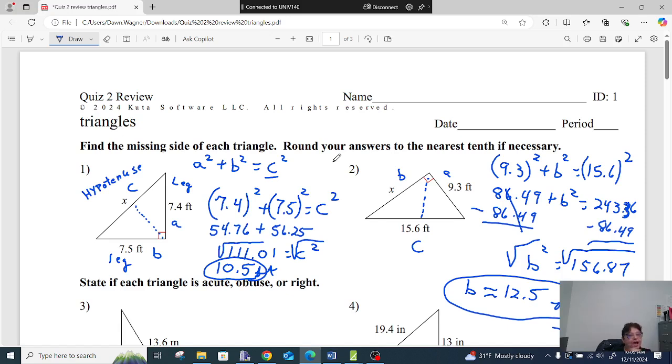So if you would have added those, you would have had B being longer than the hypotenuse, which would not make sense. The hypotenuse is always the longest side. So always check your work and make sure your answer makes sense. The hypotenuse should always be the longest side. Any questions on Pythagorean theorem?